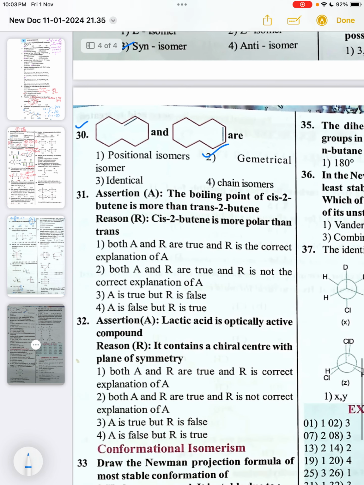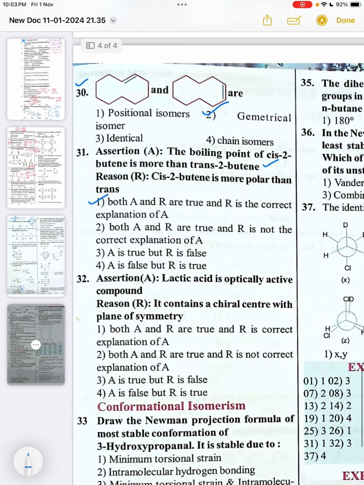Next, 31. The boiling point of cis 2-butene is more than trans 2-butene. Yes, this is correct. Next, cis 2-butene is more polar than trans. Yes, polarity is more for cis 2-butene. So both are correct, and R is the correct explanation of A. Next, let us see 32.